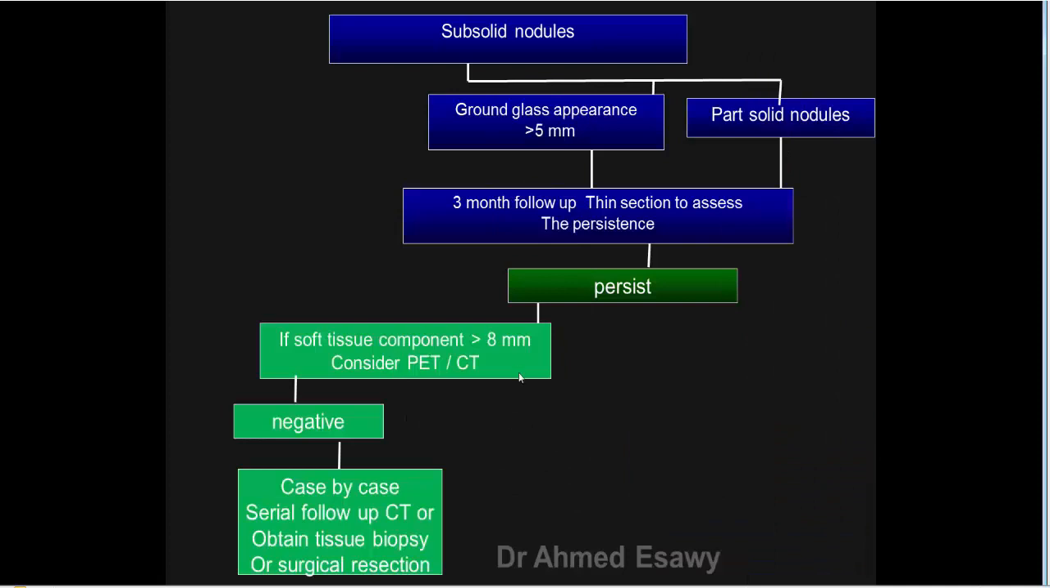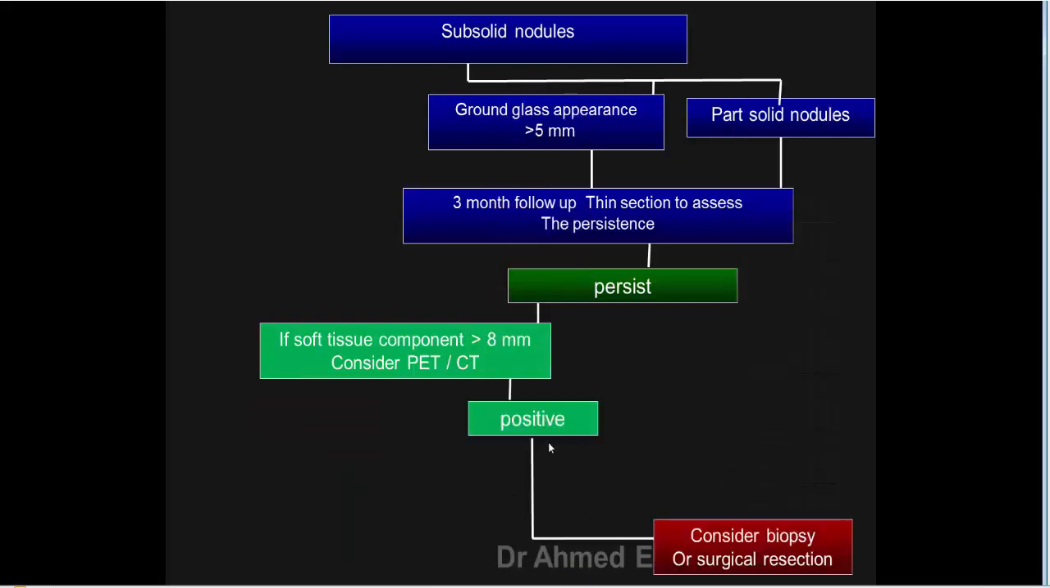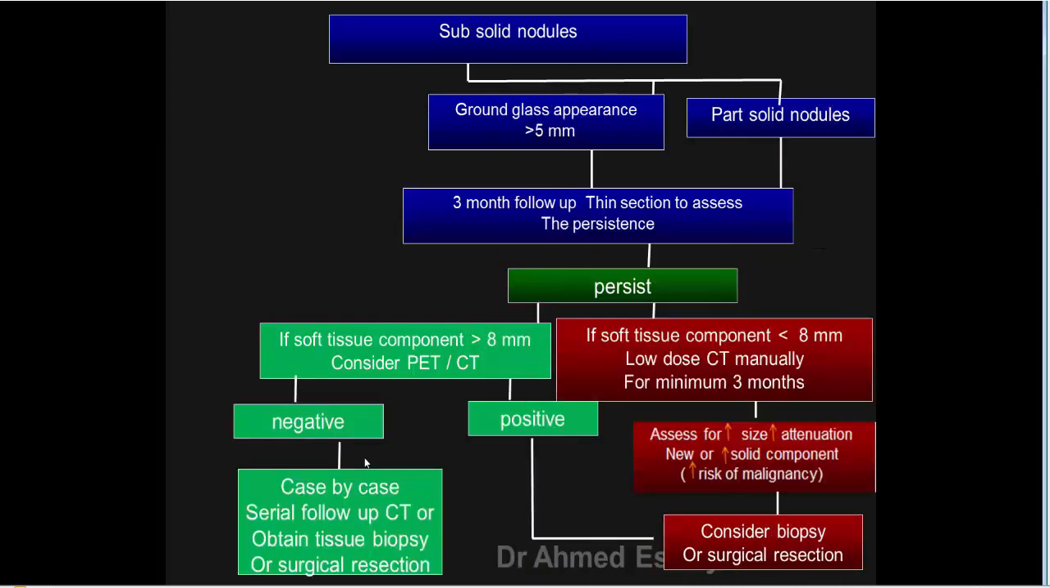If persistent with soft tissue component more than 8 mm, consider PET CT. If negative, case by case serial follow-up CT, or obtain tissue biopsy or surgical resection. If positive, consider biopsy or surgical resection.